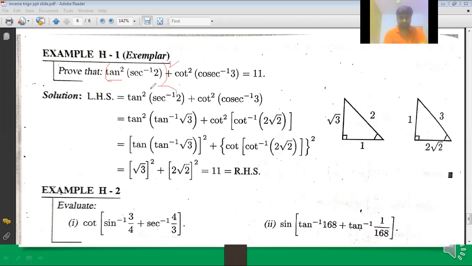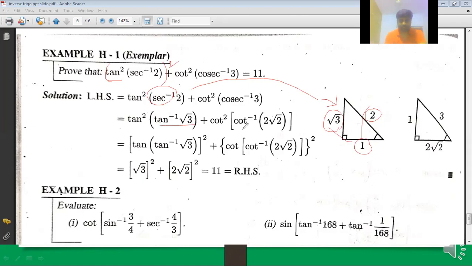Now this secant inverse should be written as tan by taking a triangle there. See, secant means hypotenuse by adjacent, 2 by 1. This will become root 3, 4 minus 1, correct? So how can I write in tan inverse of root 3 by 1? See tan inverse of root 3, correct?